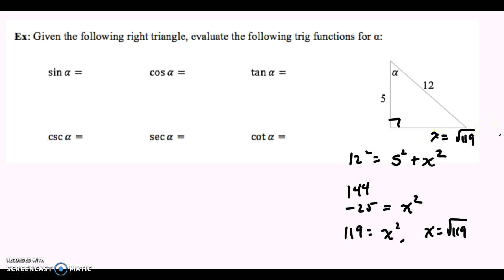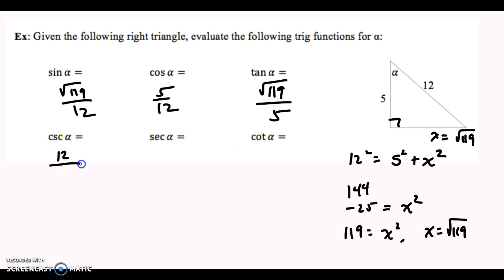So the sine of alpha is root 119 over 12. The cosine of alpha is going to be 5 over 12. And the tangent of alpha is going to be root 119, the opposite over the adjacent, which is going to be 5. And then these are the reciprocals. And don't worry about rationalizing the denominator. I think in the next problem I do rationalize, but the AP class is never going to take off points if you do not rationalize your denominator.